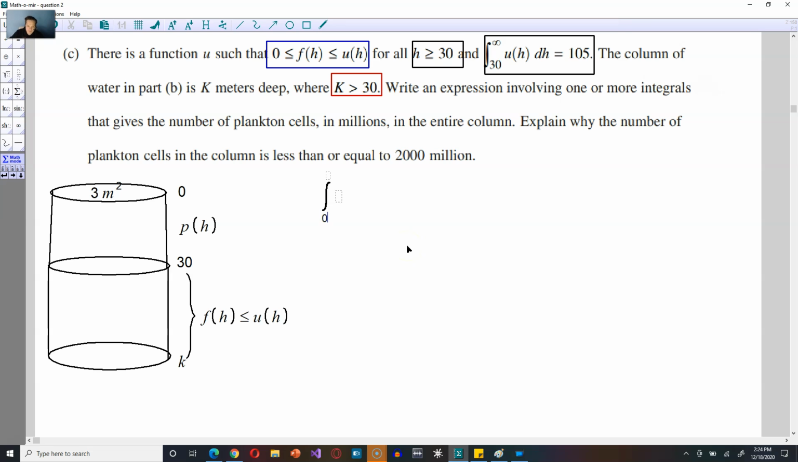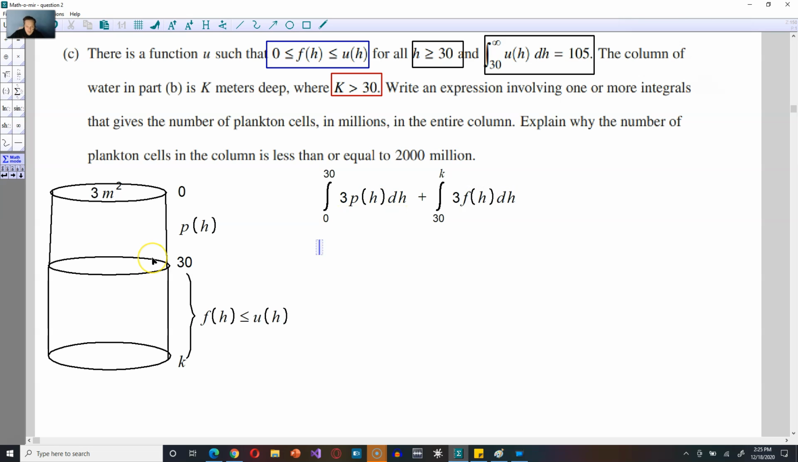So you're going to integrate the first part, that's easy, from 0 to 30, 3 P of H dh, for the same reason as in the previous question. Then you add to it the integral that begins at 30 and goes down to k. You begin at 30, where the first one leaves off, and integrate to k. That second one is f of h. Remember the cross-sectional area is 3, so you would have 3 f of h dh for that part.